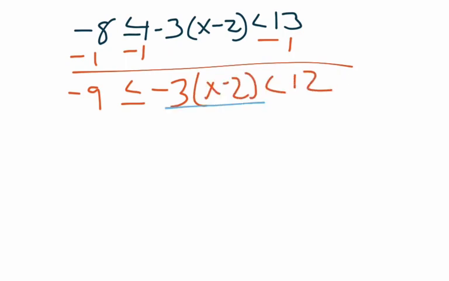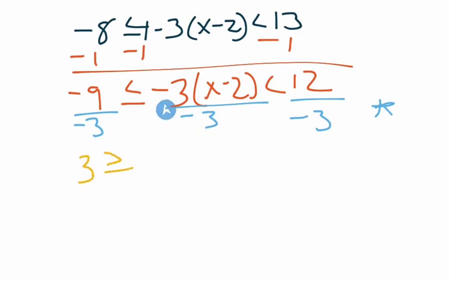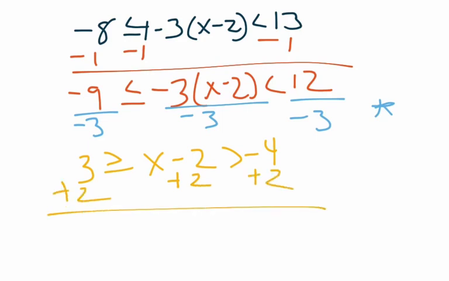Then you could divide by the -3 because that's multiplication there. And that division is going to trigger the flip. Negative divided by a negative is going to give us a +3. This -3 divided by -3 is 1 and is just going to leave you with x minus 2. And then 12 divided by -3 is -4. And then we would add 2 to both sides. So we get 5 is greater than or equal to x is greater than or equal to -2.